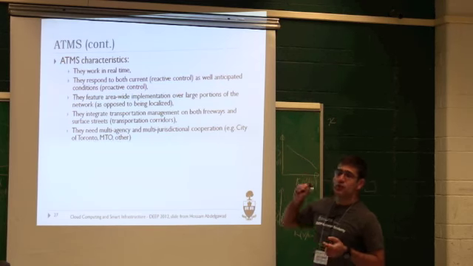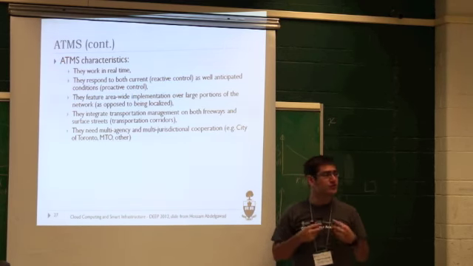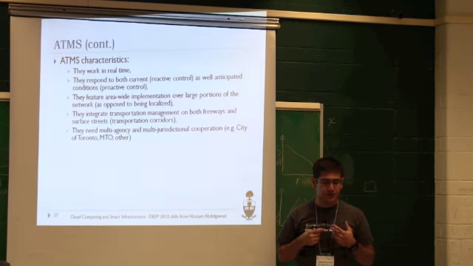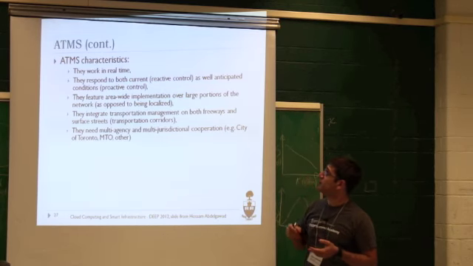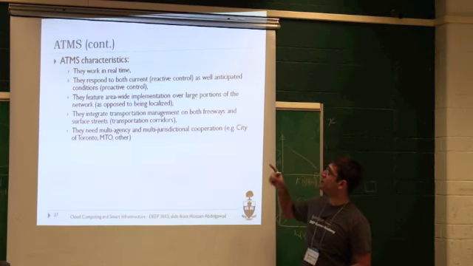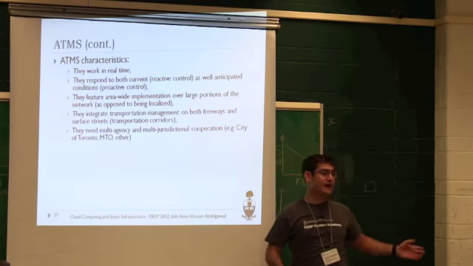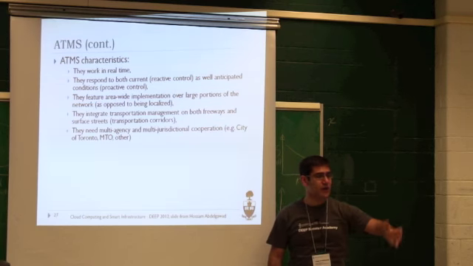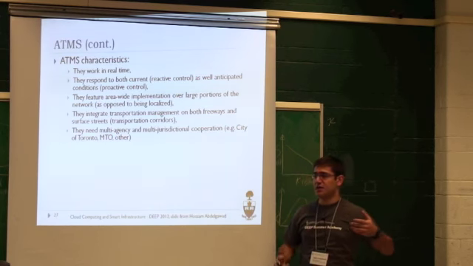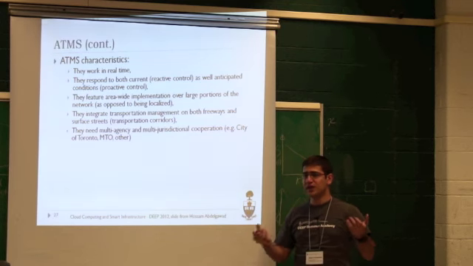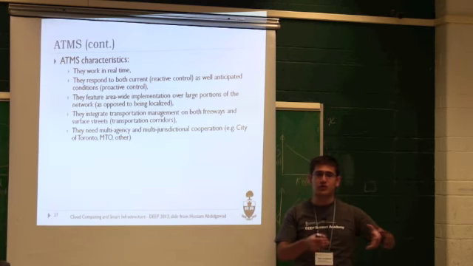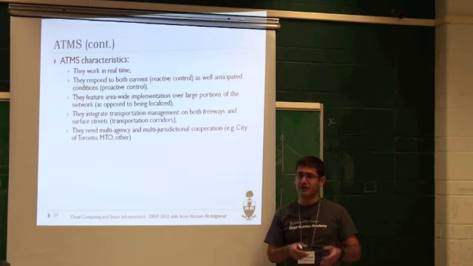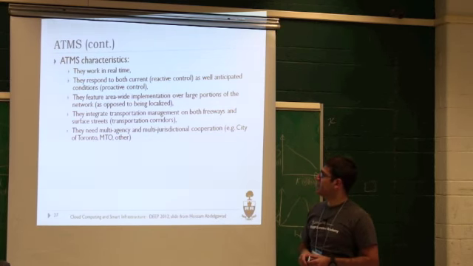Okay, so ATMS characteristics, you want them to work in real time. So they can have two different ways of control. One of them is reactive control, so you want to do it currently, and then the other one is proactive control, to anticipate what's going to happen ahead of time. Anticipate that, for example, there was a G20 summit happening, so before that you would make sure the roads are working in a particular way. You would change the traffic lights in order to meet that additional demand.